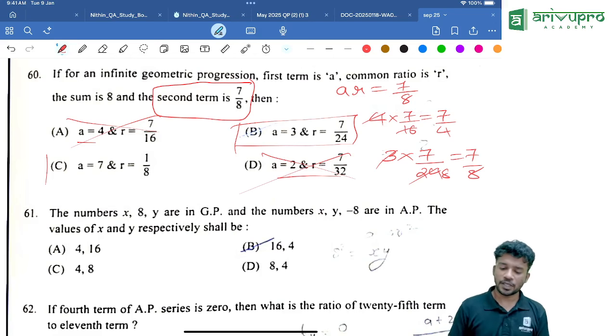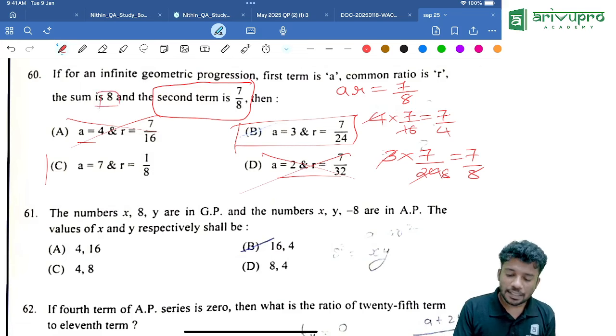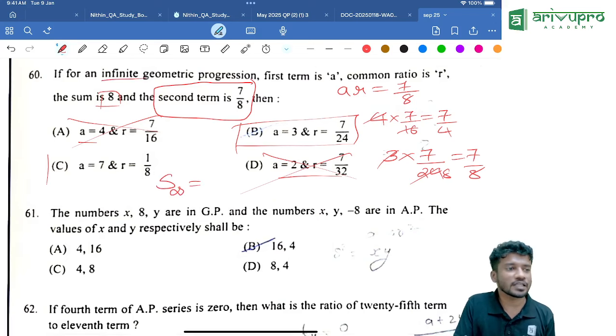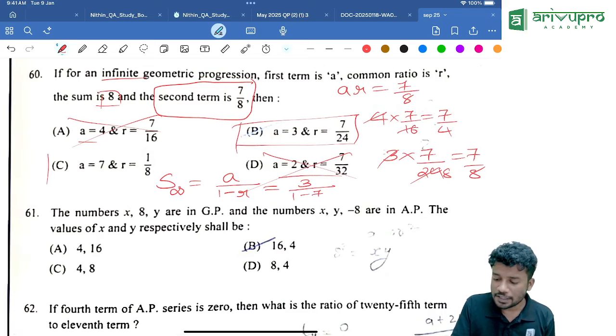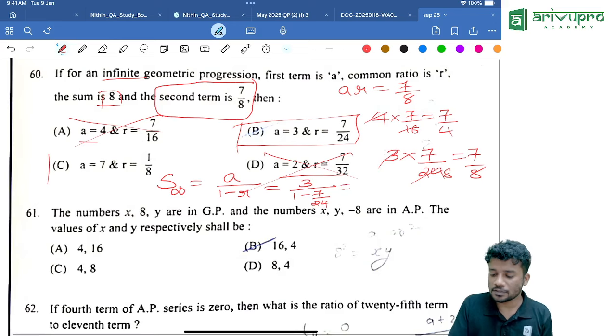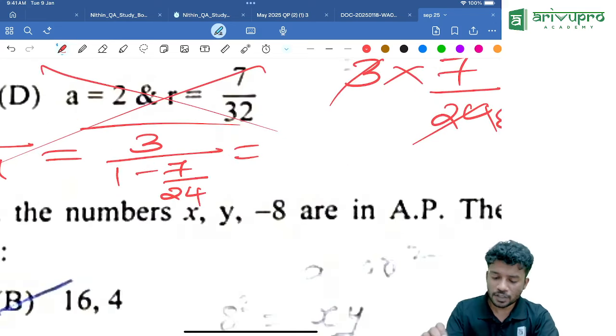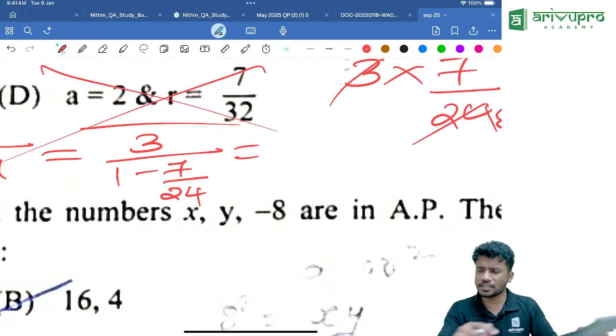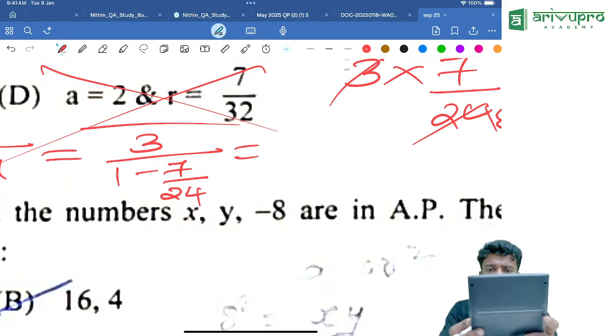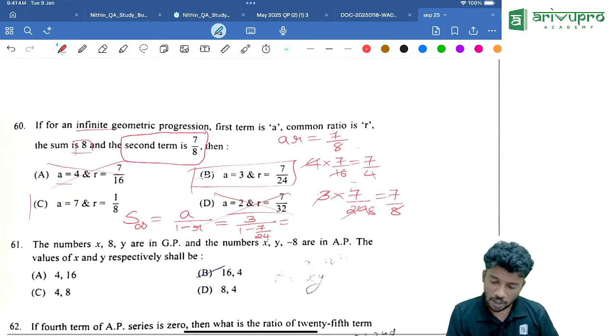Either B or C is our answer. They are telling the sum is 8. So what is the formula for infinite geometric progression? S infinity is equal to A divided by 1 minus R. We will try with the first one, that is 3 divided by 1 minus 7 by 24. Use calculator. Don't find LCM. First find 7 by 24, then change sign, then plus 1, then divide, and multiply with 3. How much are you getting?